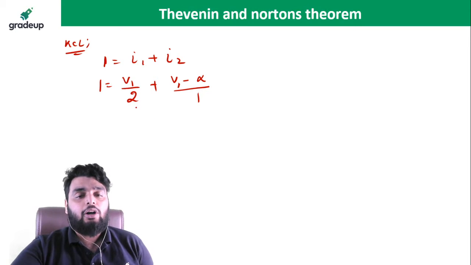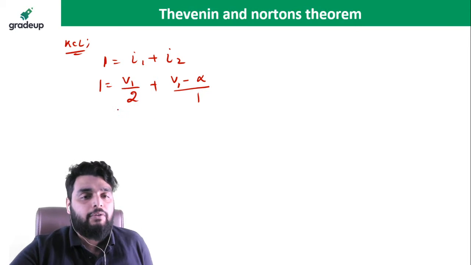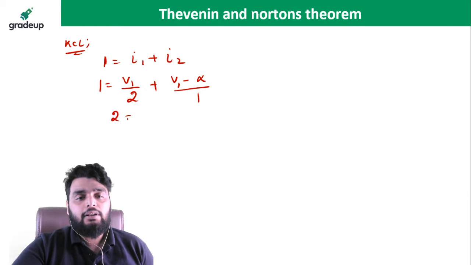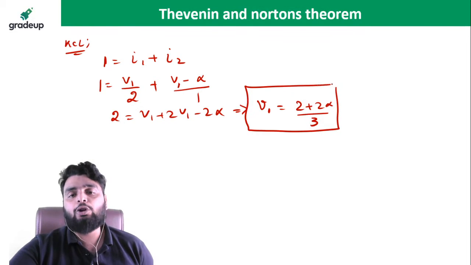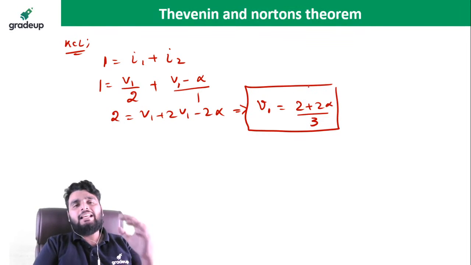Okay. Now while solving here, I can find out the magnitude of V1. So just solve this particular thing. You will get 2V1 minus 2 alpha, and from here you will find V1 is equal to 2 plus 2 alpha divided by 3. Yes or no? Simple calculation. Nothing is difficult.